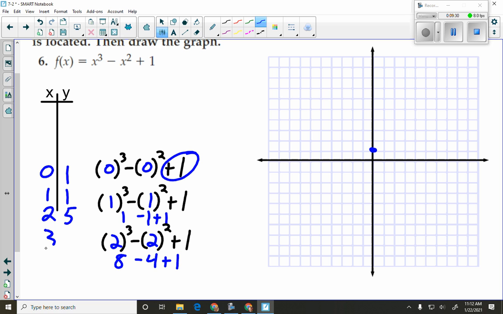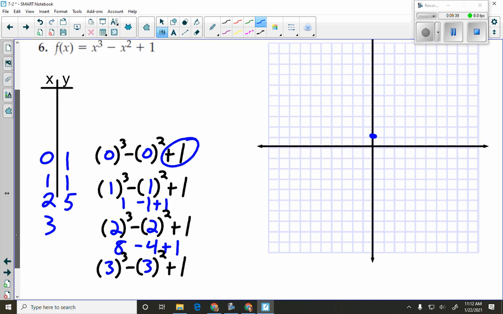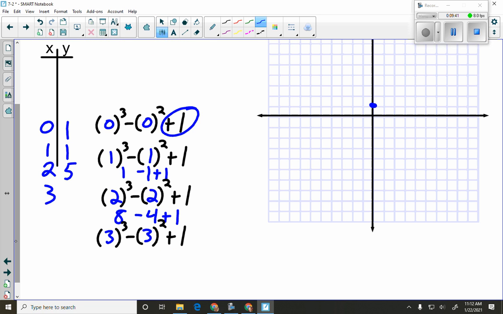Let's try another one. 3. And we're just going to keep going on this. So when I plug in a 3, 3 cubed is 27, minus 9 plus 1. Isn't that all equal 19? Wait, 19? Yeah, crazy. 19. Okay, that went up fast.